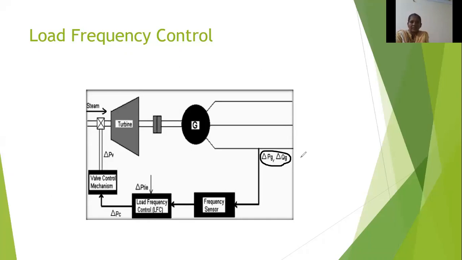If any variations, change in real power or change in reactive power, are occurring, it will be fed to the frequency sensor. The frequency sensor will give a signal to the load frequency control. Here in the load frequency control, you may have a PID controller, or you may have a fuzzy controller. There is a possible chance of including a fuzzy controller or a PID controller.